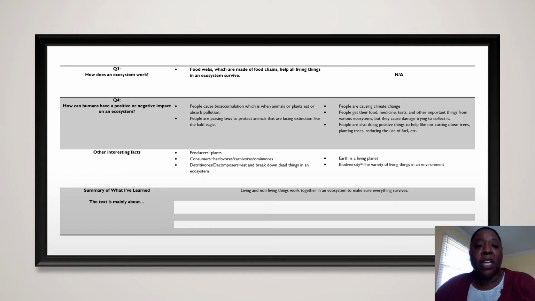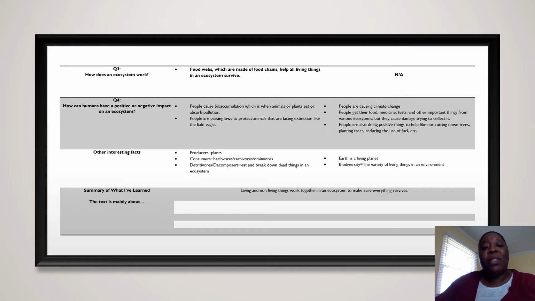This section here is just for other interesting facts or details that you felt were important to write down. So from food webs, I want to remember that producers are plants, that consumers are herbivores, carnivores, and omnivores, and that detritivores and decomposers eat and break down dead things in an ecosystem. In the other text I wrote, Earth is a living planet. And I also wrote, biodiversity is the variety of living things in an environment.